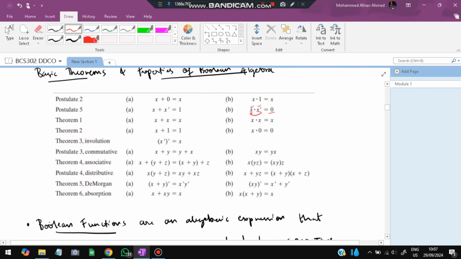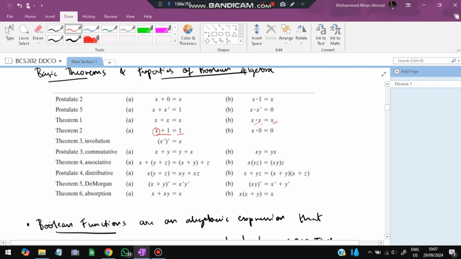Okay, and here we have x plus x. This is adding the same thing, means doing the OR operation on the same thing, we will be resulting that same thing. If you do the AND operation on the same thing, we will be resulting the same thing. If it is 1 and 1, it will be 1. If it is 0 0, it will be 0. 0 and 0 will be 0 here. And x plus 1 is equal to 1.